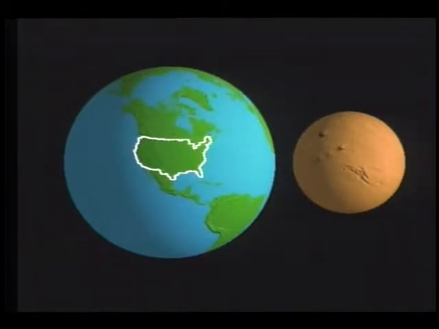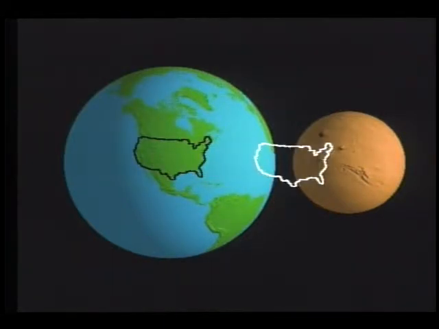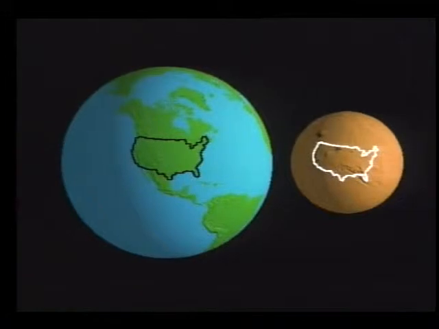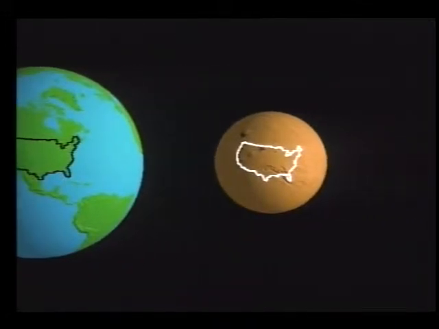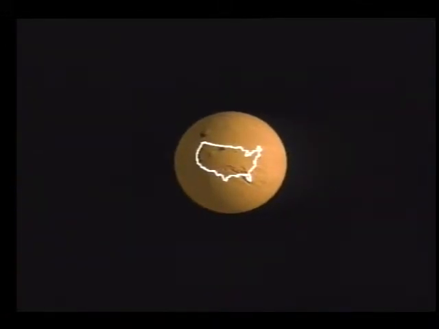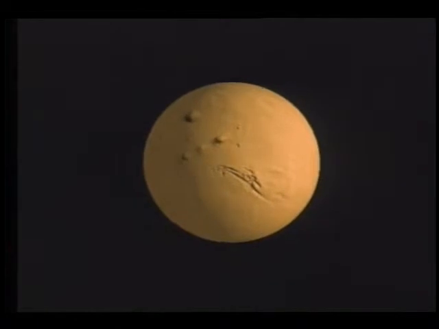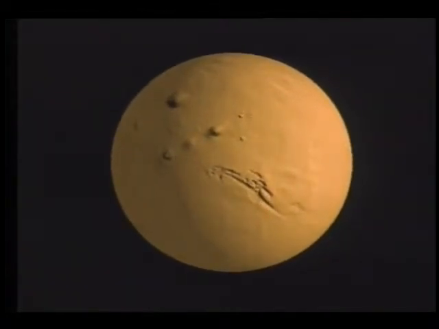For scale, the outline of the continental United States is superimposed on a portion of the Martian terrain over which our flight will occur. Among the most impressive features on Mars are the Tharsis Montes, shield volcanoes more than two times the height of Mount Everest, and the Valles Marineris, a system of enormous canyons over 3,000 miles long.